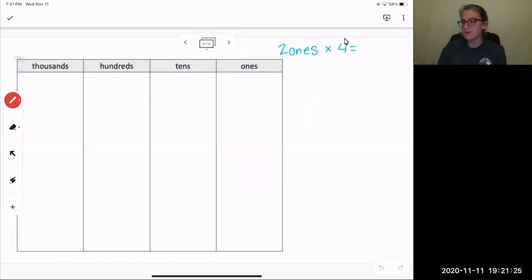Okay, so our first problem is going to be 2 ones times 4. So first, I want you to represent that in your place value chart. So if you don't have your place value chart, you need to go get your place value chart. And if you do have your place value chart in front of you, you need to represent 2 ones times 4 in your place value chart.